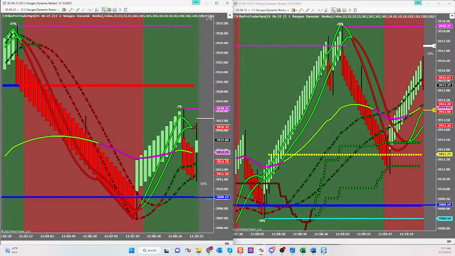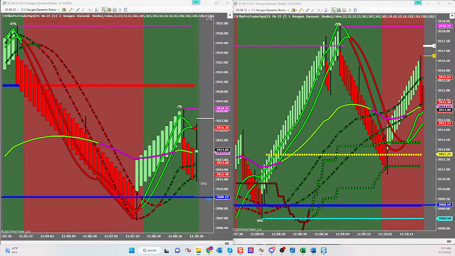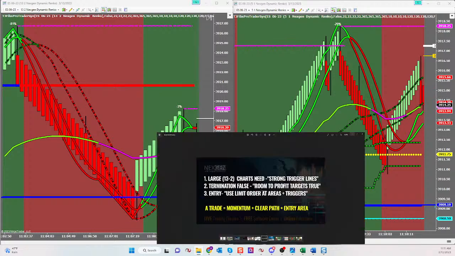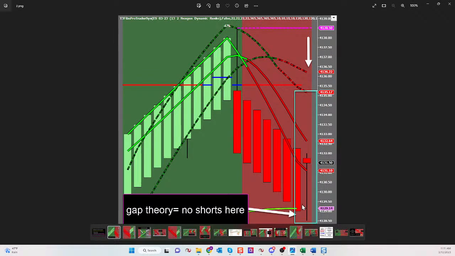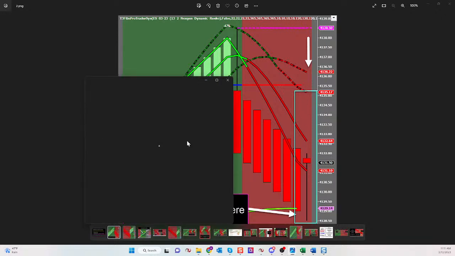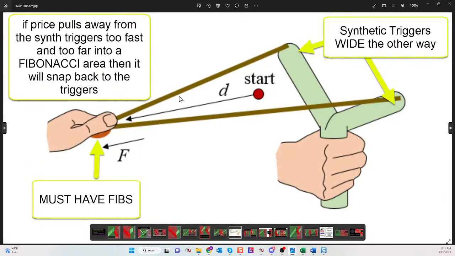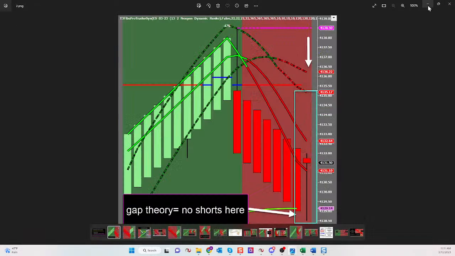Why not? Well, because when we talk about mid bands as termination conditions, you guys remember this one? It's when the large triggers remain a full bar away on my 13.2. Here's that gap theory, talking about how price accelerates away from the large triggers. When it hits an area, it may snap back to the large triggers. Cam, does that make sense?